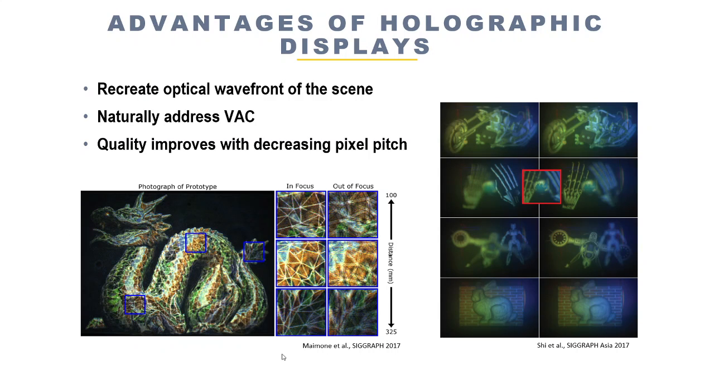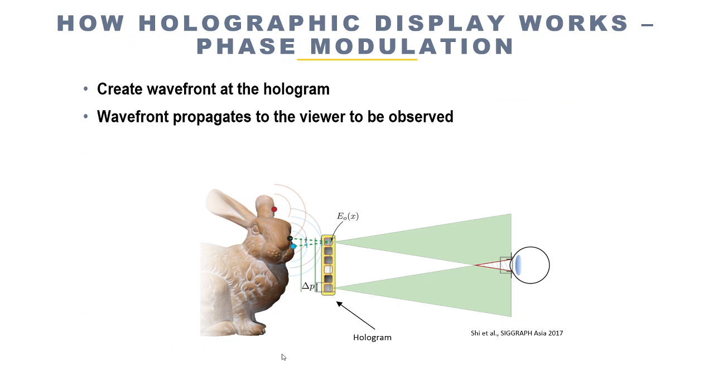Holographic displays, on the other hand, recreate the optical wavefront of a scene, naturally addressing the vergence accommodation conflicts. Additionally, holographic displays are based on optical diffraction. Smaller pixel pitch would only improve their quality. The holographic displays recreate the wavefront by modulating the amplitude and/or phase of light waves. Phase modulation is more common.